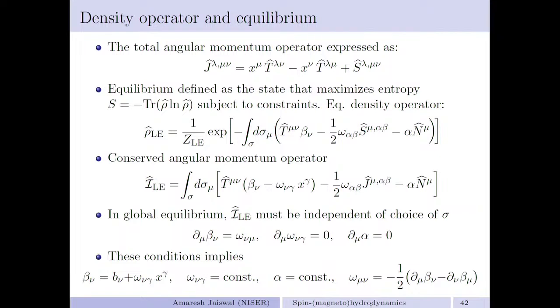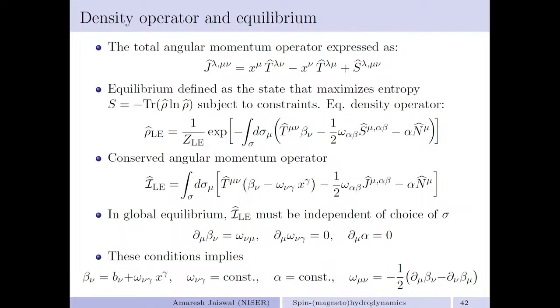Using this density operator, I can also calculate the total conserved angular momentum in the system. If I want to calculate the global angular momentum, the condition for global equilibrium, then this must be independent of the choice of the hypersurface sigma over which I am integrating to find the angular momentum. That leads to these conditions, which are for global equilibrium. So what we see here is that the thermal vorticity turns out to be a condition of global equilibrium.